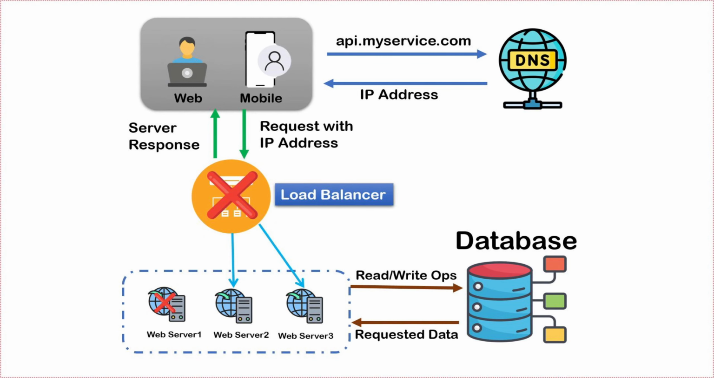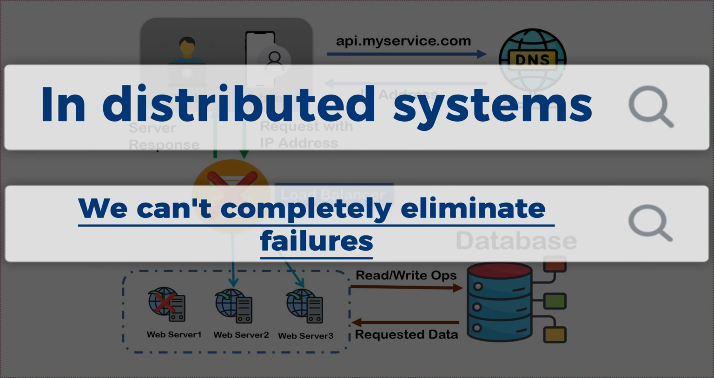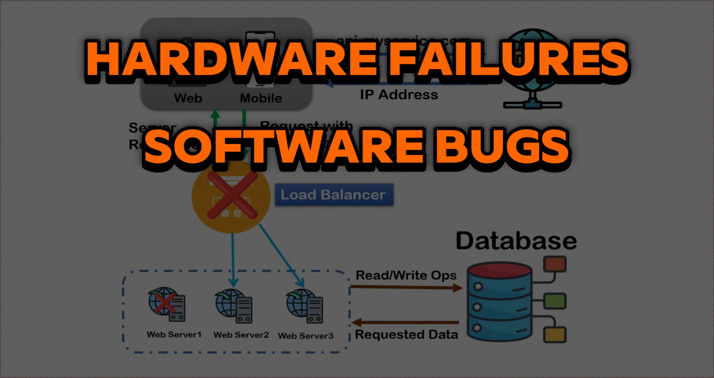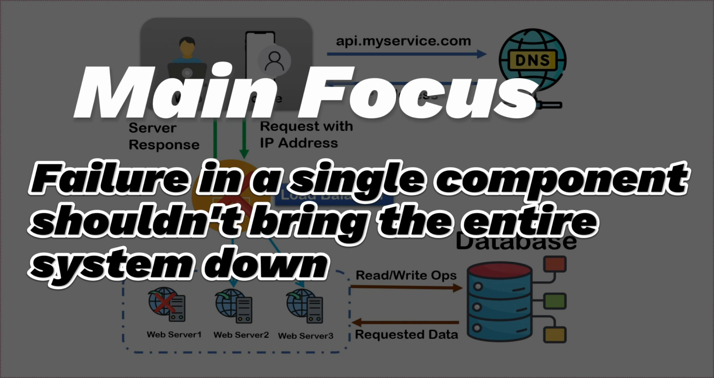We need to understand that in distributed systems, we cannot completely eliminate failures. There will always be hardware failures, software bugs, power outages, or network issues. Our main goal is to ensure that a failure in a single component should not bring the entire system down.